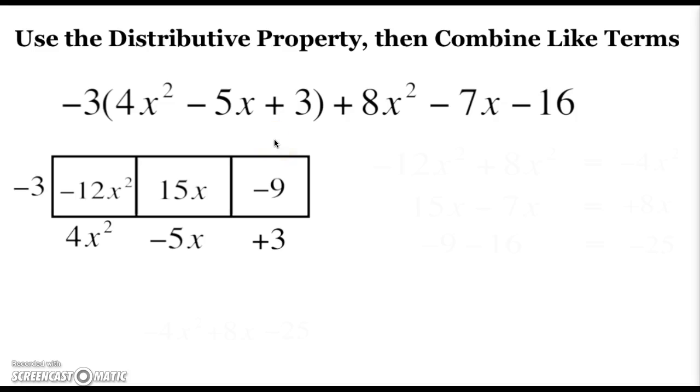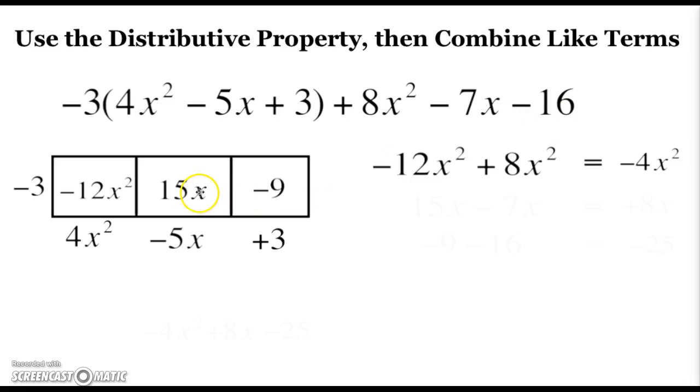Now to combine the like terms, I'm going to use what I have inside my generic rectangle, which is basically after I distributed the -3 through the parentheses, and I'm going to take -12x squared and combine that with my other x squared, which is 8x squared. So my x squared family has -12x squared plus 8x squared. They work against each other. The negative wins the battle, and it wins by 4. So I have -4x squared in my x squared family.